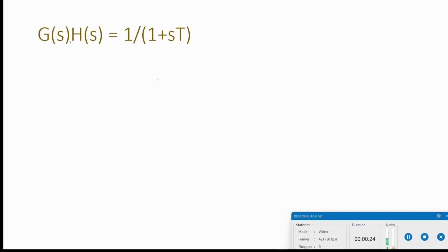So here, the first step is we will consider s equal to j omega. If we substitute s equal to j omega, the transfer function will be G(j omega)H(j omega), which is equal to 1 divided by 1 plus j omega T.